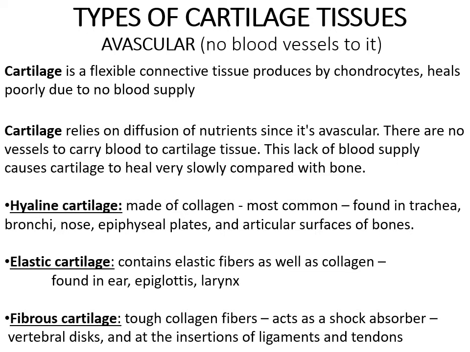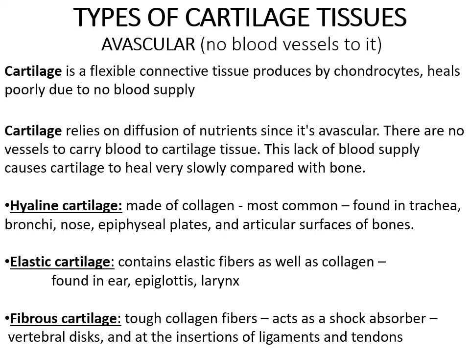Okay, so always think of cartilage as a tissue that's very prone to potential infection or poor wound healing. So there's 3 types of cartilage: hyaline cartilage, elastic cartilage, and fibrous cartilage. And by the way, they're all made of collagen.